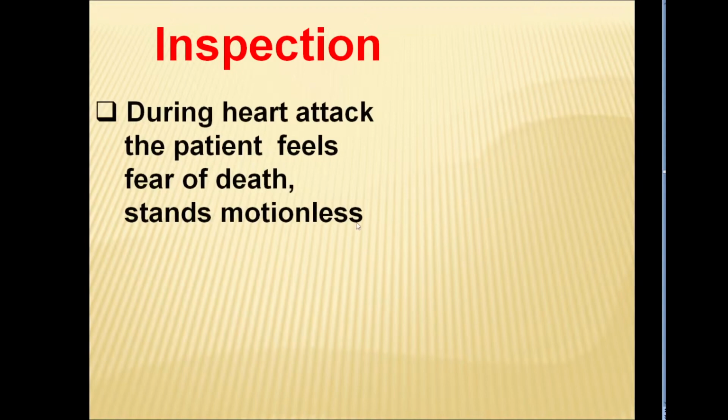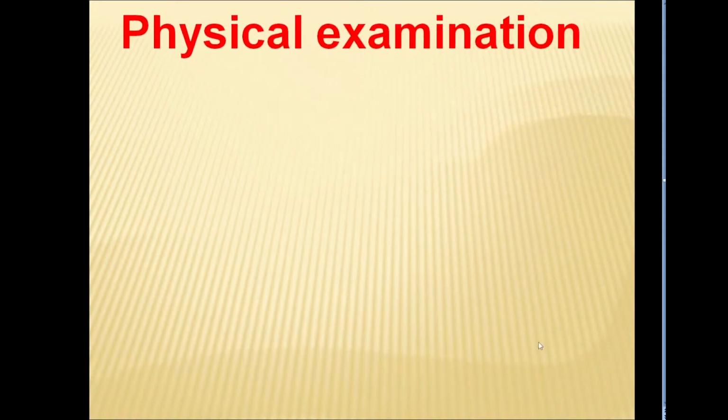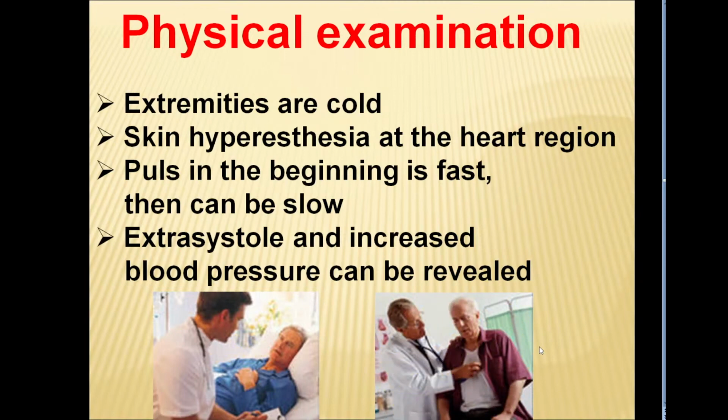On inspection, we can see signs only during attacks of pain. We can see sometimes fear of death, especially if the pain is more intensive or if it appears for the first time and the patient is unaware of the action of nitroglycerin. Sometimes we can see pale or slightly cyanotic coloration of the skin. If we touch the patient, his extremities may be cold, first of all due to activity of the vegetative nervous system as a response to any acute situation. Sometimes hyperesthesia of the skin may be revealed, again as a response of the vegetative nervous system.